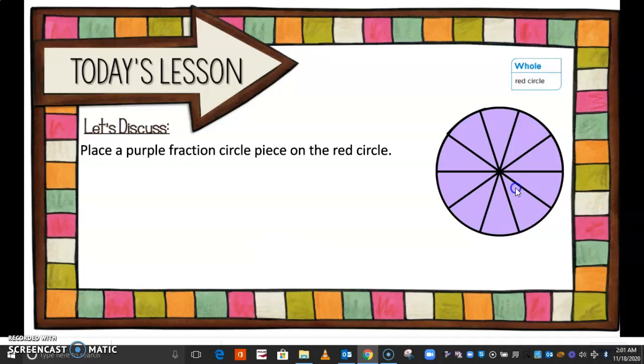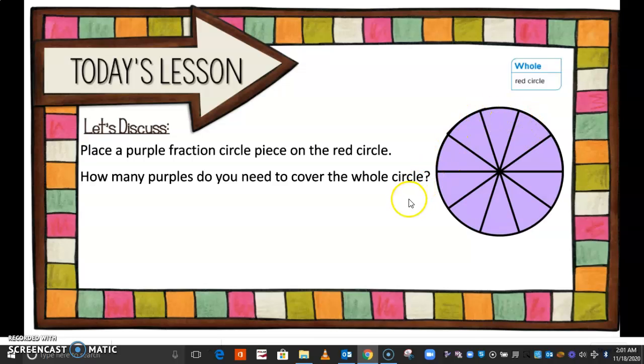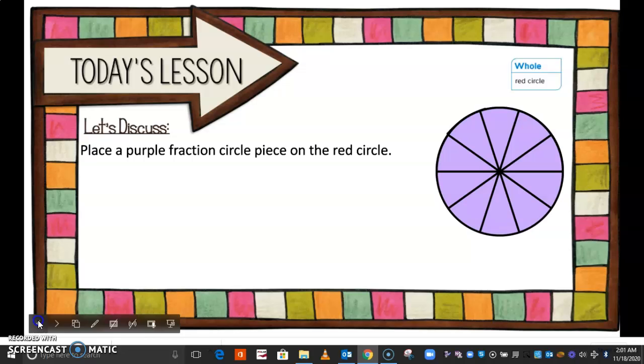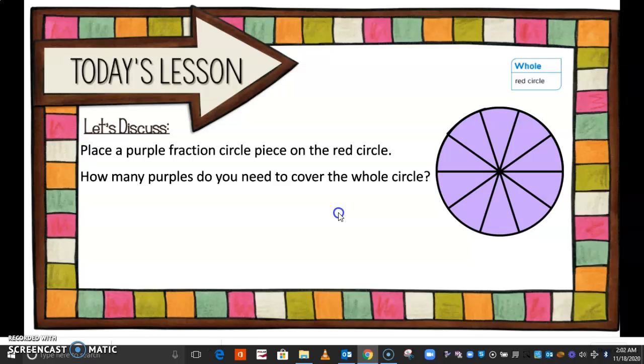I wanted you to take out a red fraction circle. It was supposed to be red here. So you want your red fraction circle. And you're going to place a purple fraction circle on the red circle. So just one of these, okay? Just one. And then the question is, how many purples do you need to cover that whole circle?